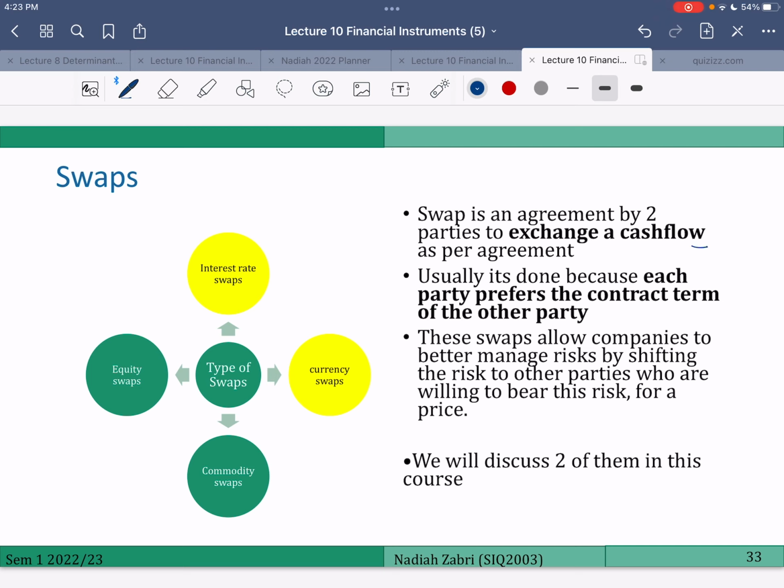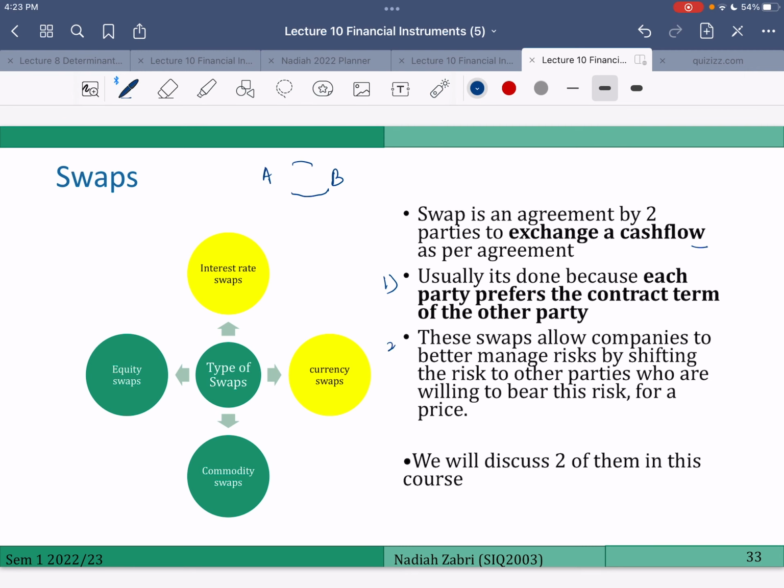Usually it's done because each party prefers the contract term of the other party. That is one possibility. So A prefers to pay variable rate and receive fixed rate, and B prefers to pay fixed rate and receive variable rate.